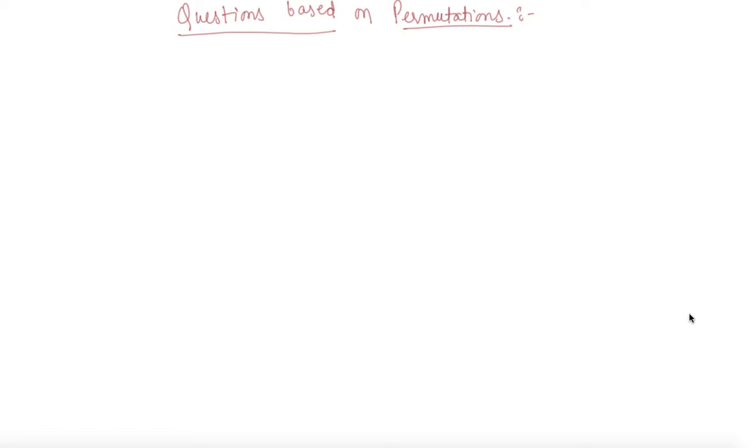So in today's lecture, we will discuss some questions based on permutations. I am taking the first example as: find the number of permutations, or it can be written as, find the number of arrangements of the letters of the word. The word given to us is Allahabad.